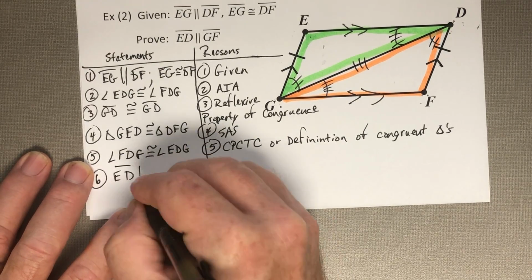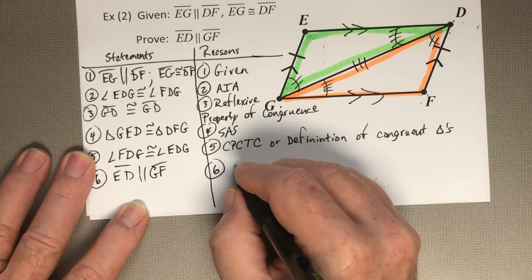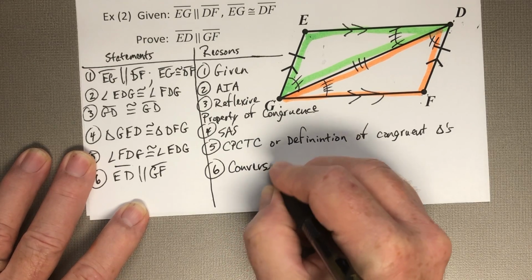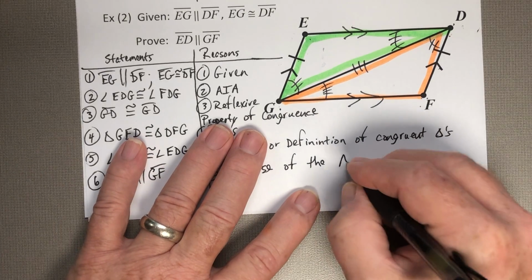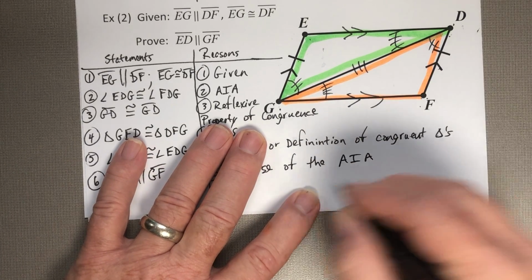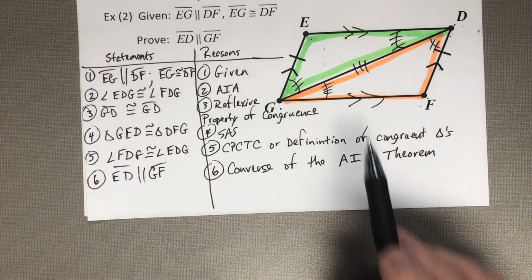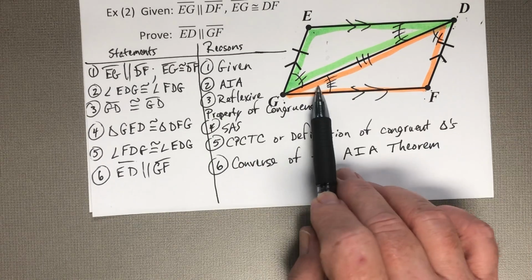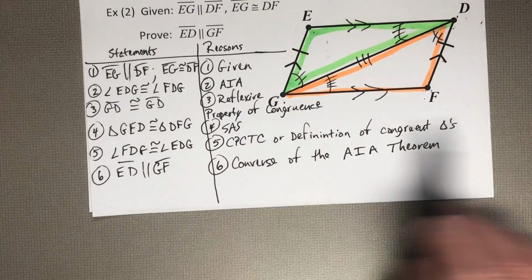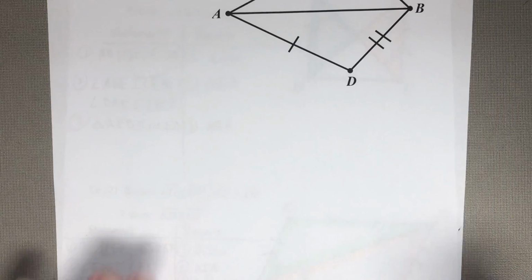Segment ED is parallel to segment GF, and the reason would be the converse of the alternate interior angles theorem, which states, if 2 lines are cut by a transversal such that a pair of alternate interior angles are congruent, then those lines are parallel. Okay. All right, let's turn the page and look at our third and final proof for the day.